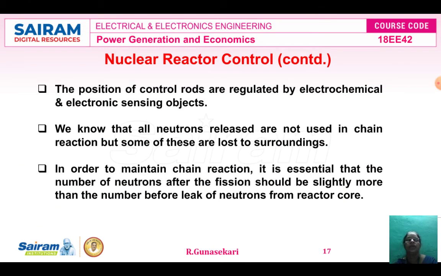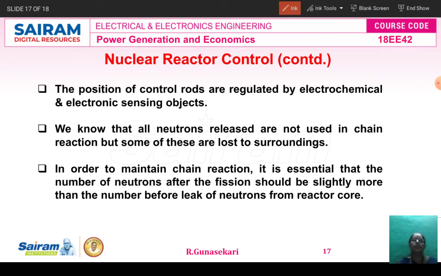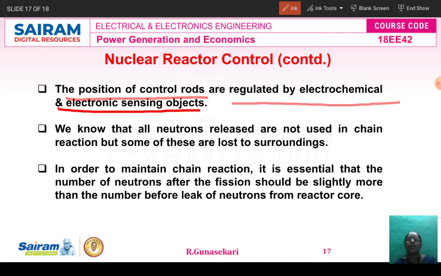The continuation of nuclear reactor control is the position of the control rods. Because either you insert or remove the control rod, you can increase or reduce the neutron absorption, and so you can control the nuclear reactor. Therefore, the position of the control rods is regulated by electromechanical and electronic sensing devices.